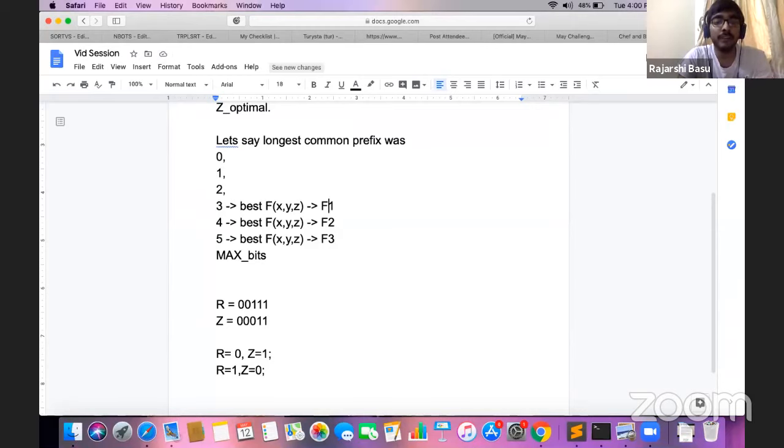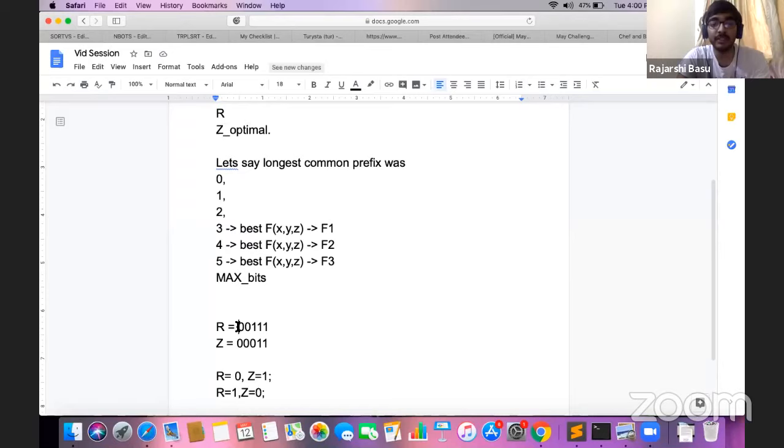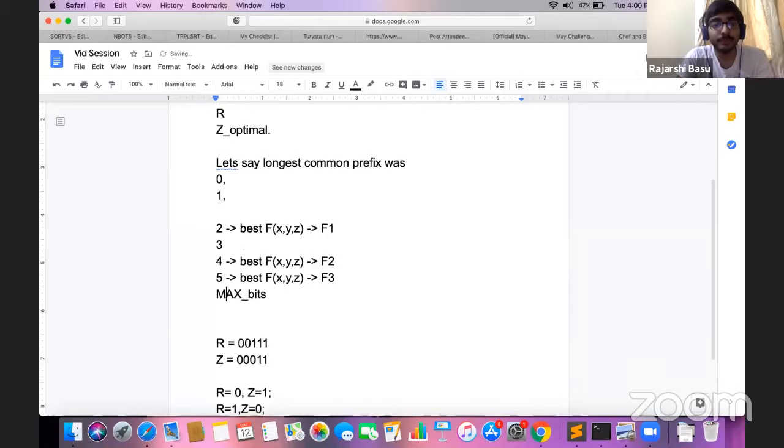Now if I say that 3 is the longest common prefix, I want to calculate the best f(x, y, z), right? So I am basically trying to understand what is the z value that will maximize f(x, y, z) if 3 is the longest common prefix. So in our example, let's say r was this, and let's calculate this for 2 first, because I was doing that only.